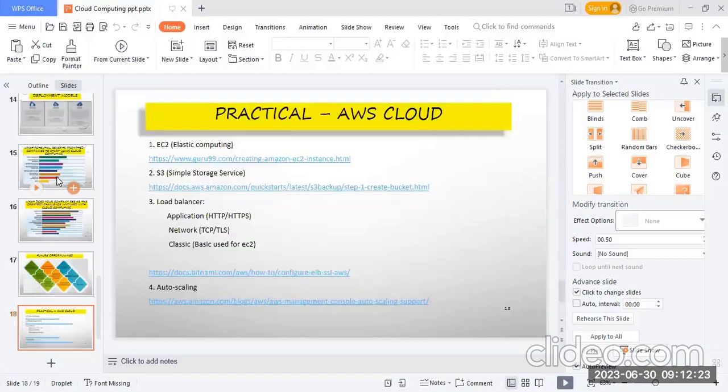These are some practical links I'm providing you. EC2, Elastic Compute Cloud: in this link, how to perform the practical is explained. Different services are there. Simple Storage Service, S3: that link is also provided here. Load balancer: in that application, network and classic, that basic use for EC2. That load balancing practical is explained in this link. Auto scaling practical is also explained in this link. You can just click on the link and see the different steps involved in performing these practicals.